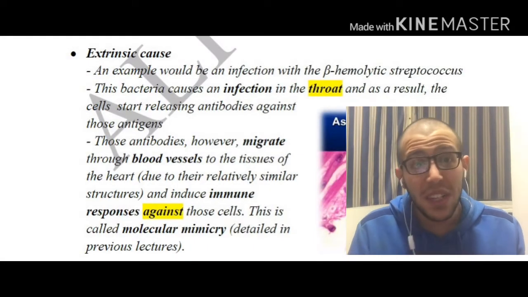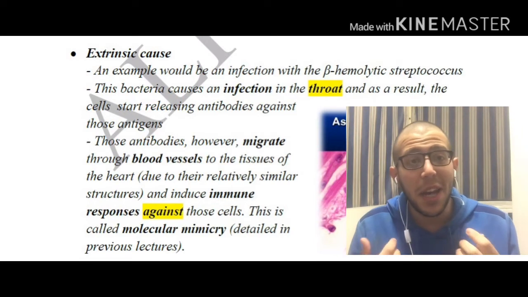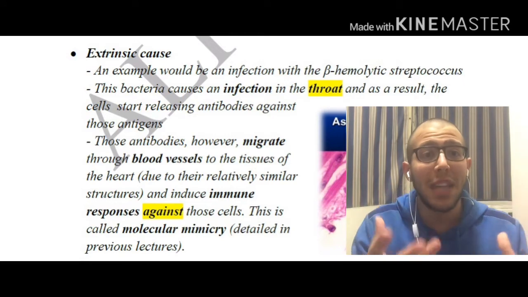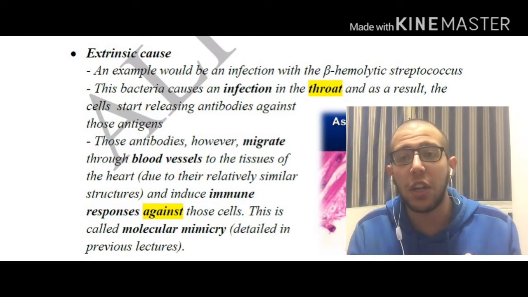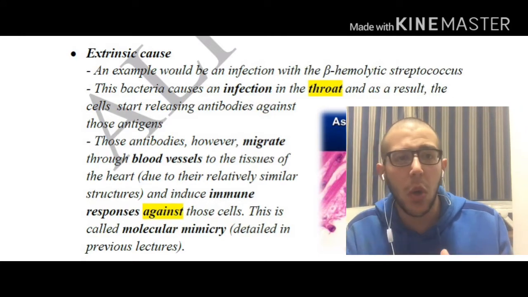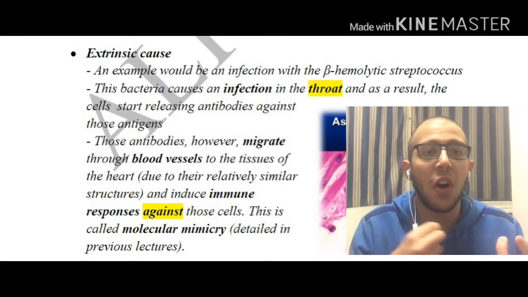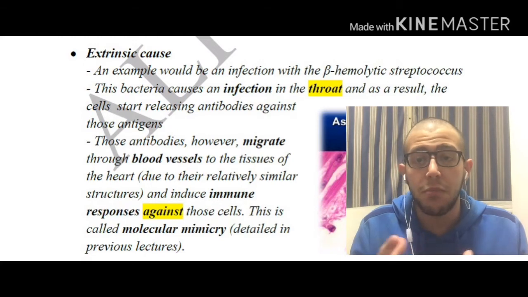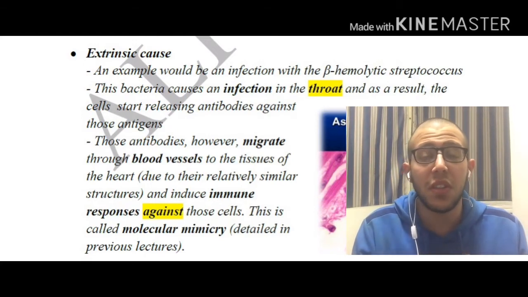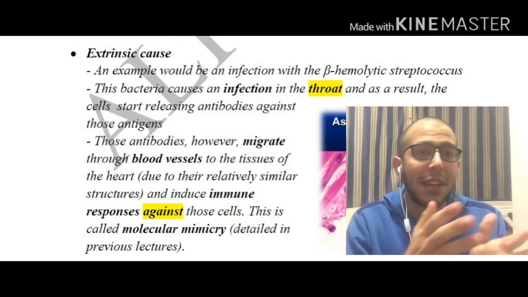Now, the extrinsic cause, on the other hand, is, in my opinion, the more interesting one to actually study. Essentially, let's take an example to illustrate what we're trying to explain. The example here is beta hemolytic streptococcus, which is a bacteria that invades our respiratory system. This bacteria is going to be infecting the throat, and as a result, the cells are going to be releasing antibodies against those antigens.